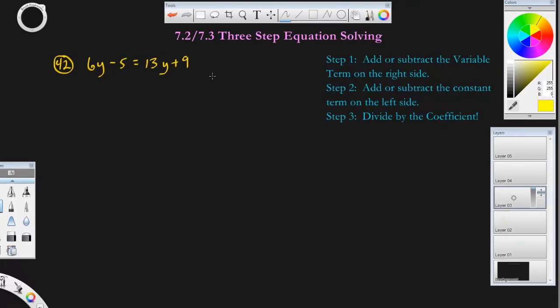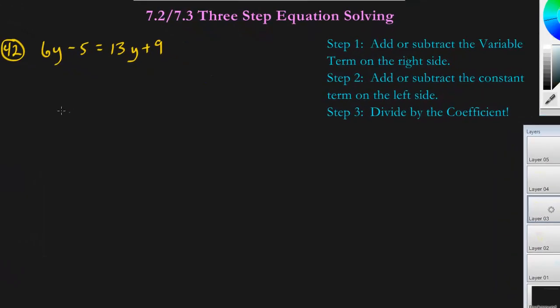We're going to do this the exact same way. A little bit different color this time. And we're going to take the variable term on the right side, and we're going to add or subtract it. If it's positive, I'm going to subtract. If it was negative, I was going to add it. This is positive 13. This is the variable term on the right side. So I'm going to subtract 13y from both sides. Make a line there. In fact, let me redo that. There we go. Here's my equal sign.